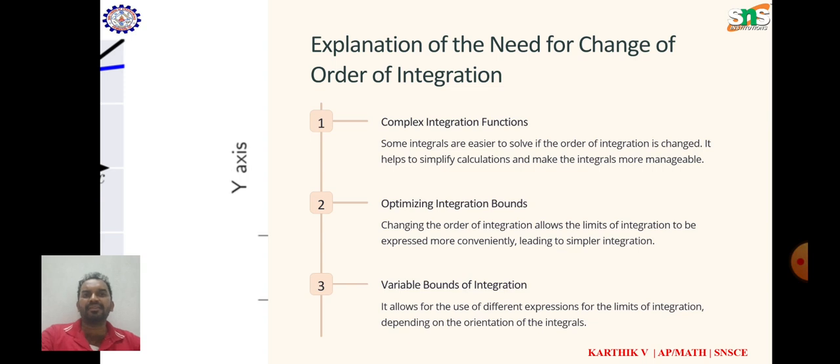Explanation of the need for change of order of integration. One common reason is to convert the integral into a form where the integrand or region of integration becomes easier to handle. For instance, if the original order results in a complicated expression for the integrand, or if the region of integration is difficult to describe in terms of the original variables.